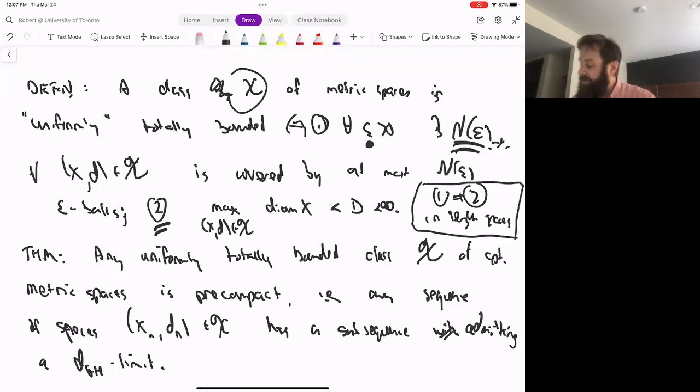But if I was thinking about spaces that aren't length spaces, maybe not even connected, then I want to impose this diameter bound separately.